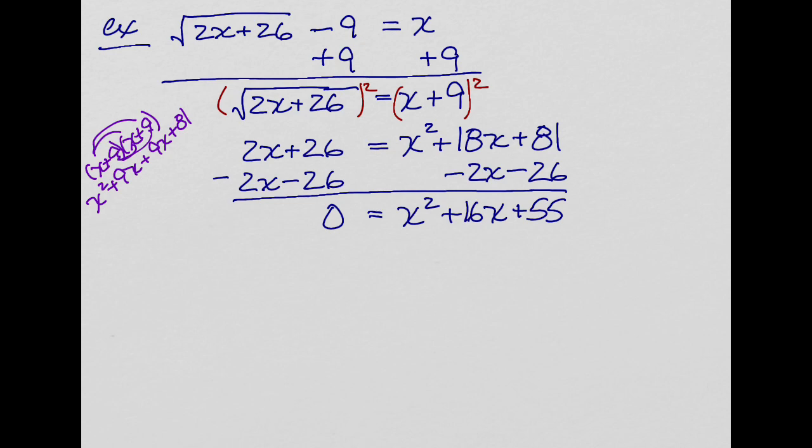So 55, there aren't that many ways to multiply and get 55. 11 times 5 is one that springs to mind, and that's actually going to do the job. So 55 is 11 times 5. 11 plus 5 is 16. And we're there, everything's positive. So x plus 5 times x plus 11.